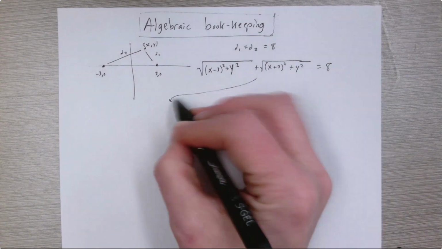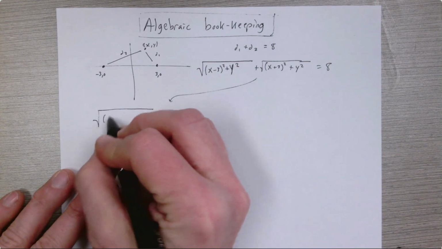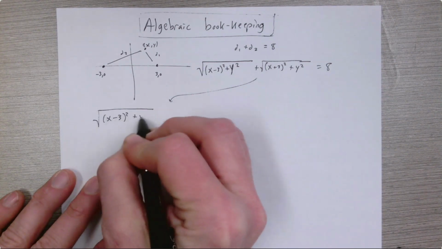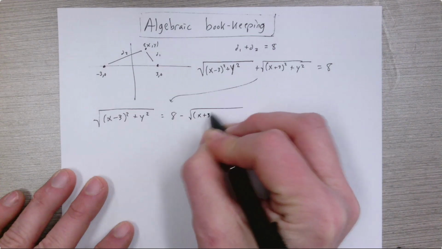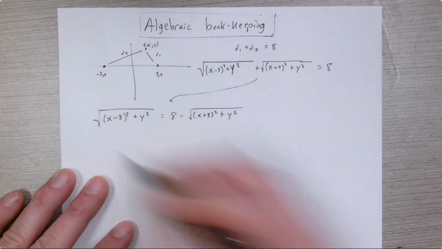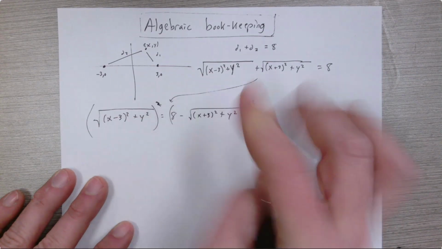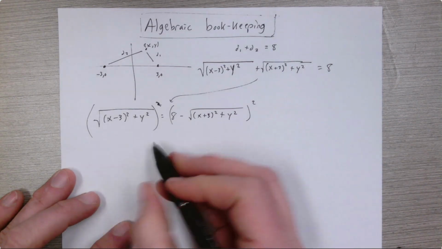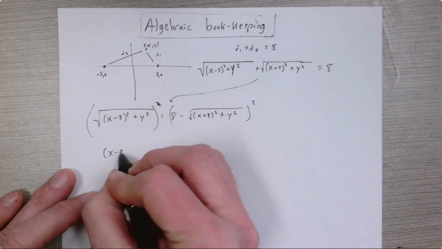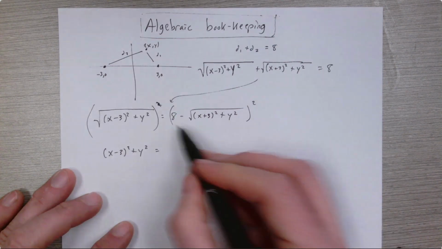I'm not going to use any bookkeeping techniques. So if I move one of the square roots to the other side, I'll have 8 minus the square root of (x plus 3) squared plus y squared. Now I can square both sides, because strategically what I'm trying to do is get rid of the square roots so I can start combining things. So here, this becomes (x minus 3) squared plus y squared, because the root is undone.